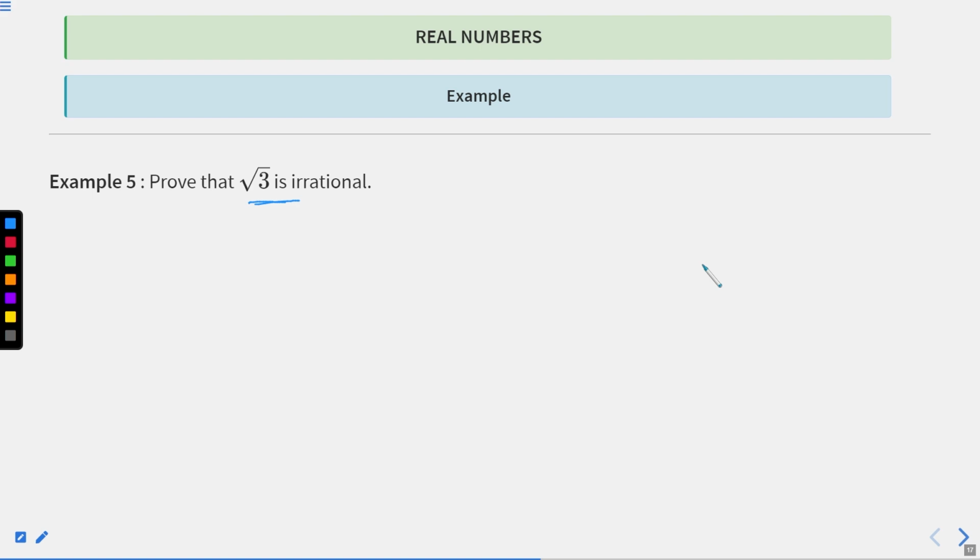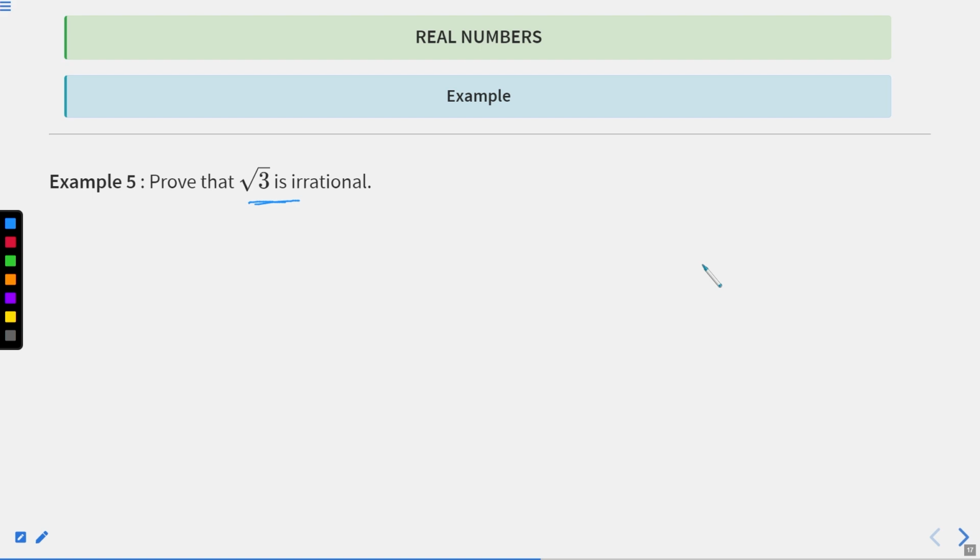Since 2 divides a, then a can be written as 2 times c for some integer c. Now substituting a is equal to 2c in the equation 2b square is equal to a square, we get 2b square is equal to 4c square, that is, b square is equal to 2c square. It implies 2 divides b square, and using the previous theorem, 2 also divides b.